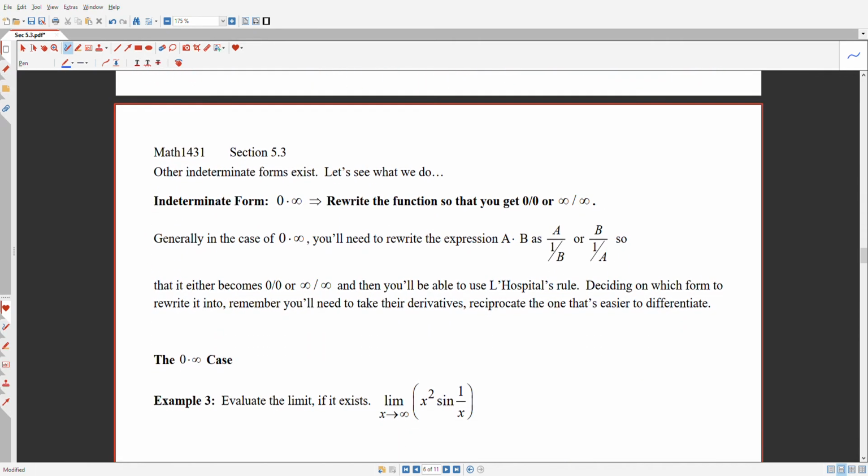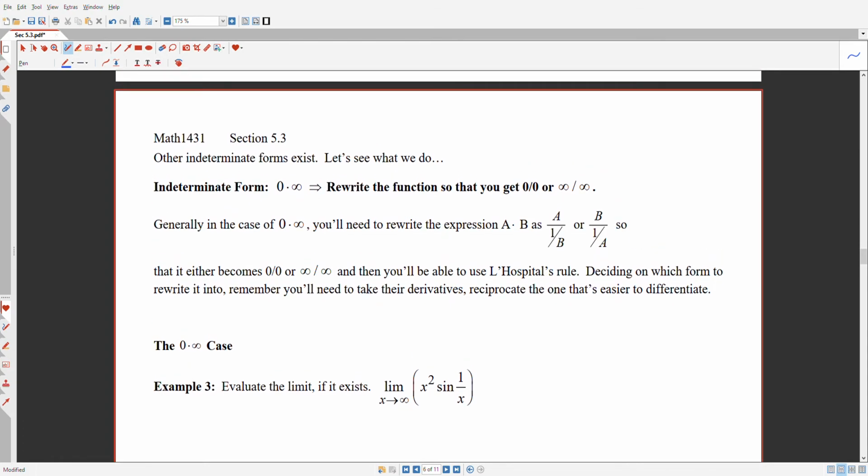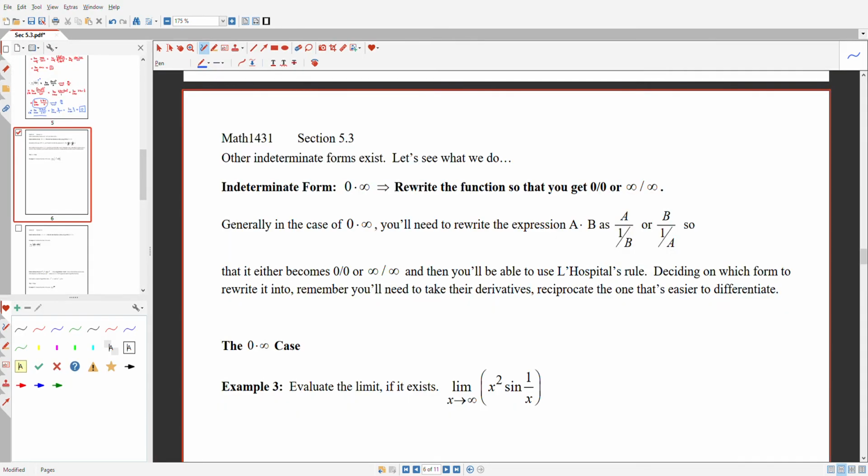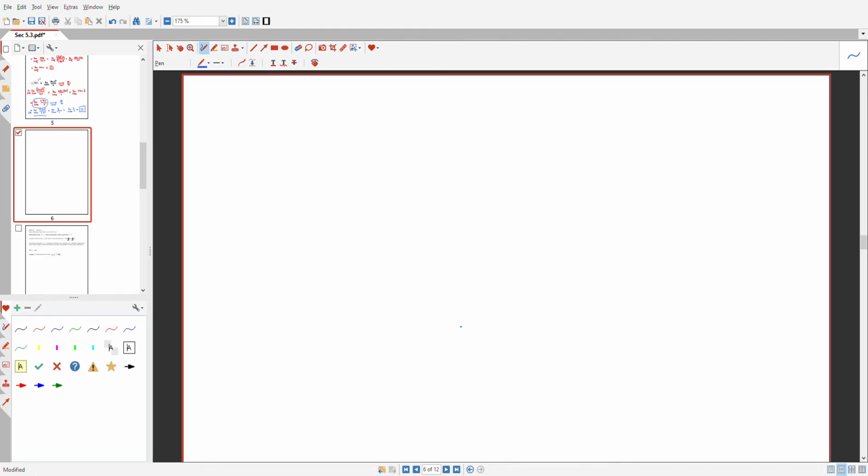Okay. Before we do some of these forms, let's pause and do a popper question. So let me throw in a page here. So this will be popper question 1.